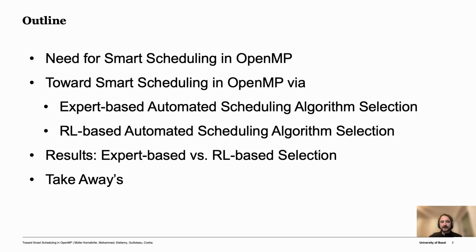Now, just a brief outline. I will start by motivating a bit the subject and explaining why we think we need smart scheduling in OpenMP. Then I will talk about two approaches that we took in the last few years: one based on expert knowledge and another approach based on reinforcement learning. Then I will show you some results comparing both approaches and finally some takeaway messages.